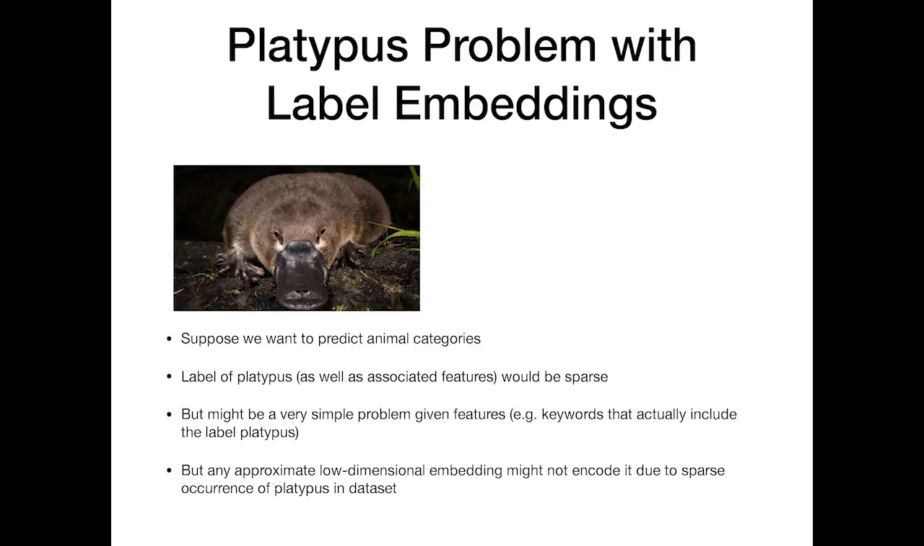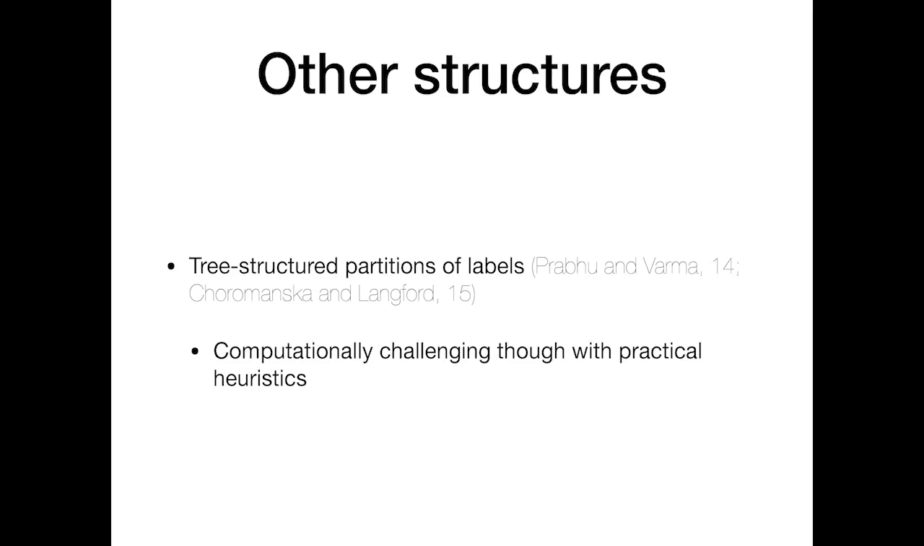So how do you address this? And so maybe instead of label embeddings, I could do something else. So another popular line of work by Prabhu and Manik, Choromanska, Langford, and others, and even David Sontag talked about it in the morning, is that I might have a tree-structured partition of the labels. And so this has both computational advantages as well as potentially statistical advantages.